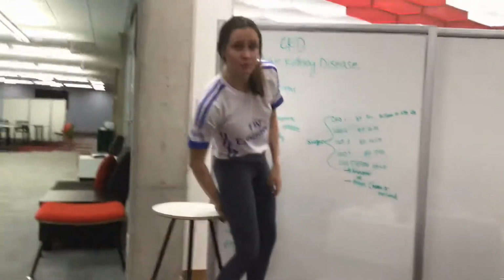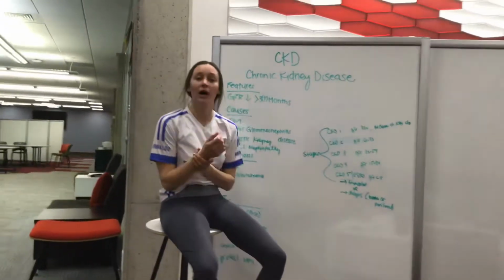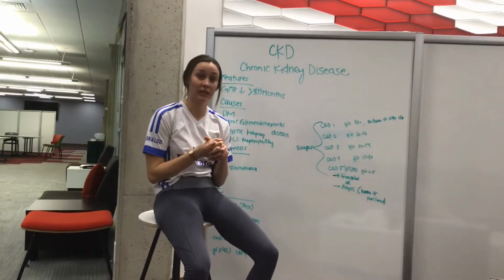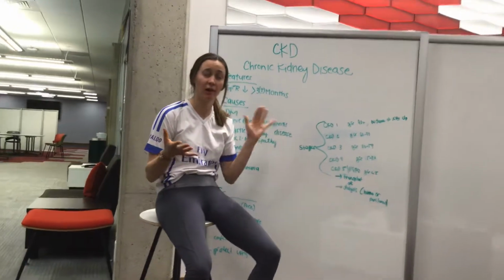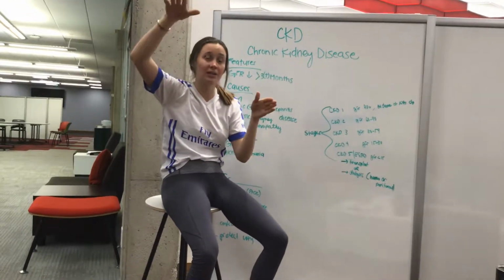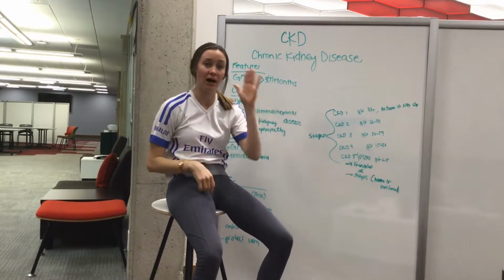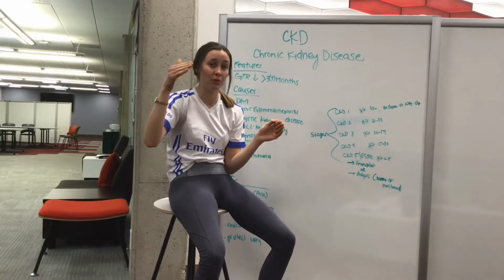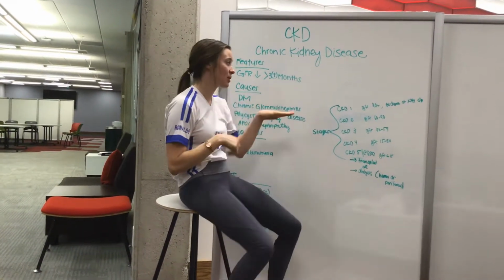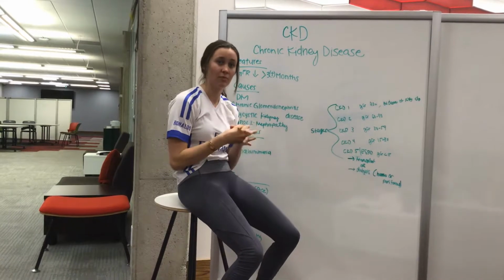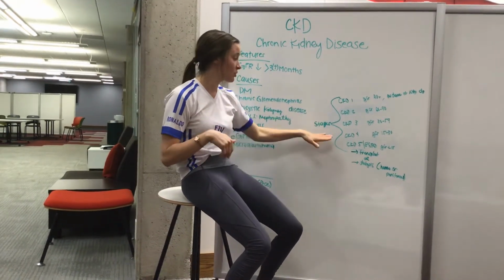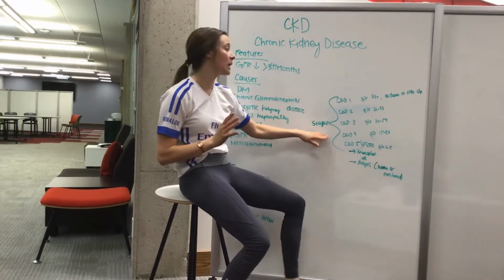Hello. So depending on where you look, if you look on UpToDate, the staging for chronic kidney disease, also known as chronic renal failure, they have kind of an XY axis staging system where they combine GFR and microalbumin. But for the purpose of this class, we learned it just as GFR, and I think some nephrologists may go off of that. So I'll go through the staging in terms of GFR only.